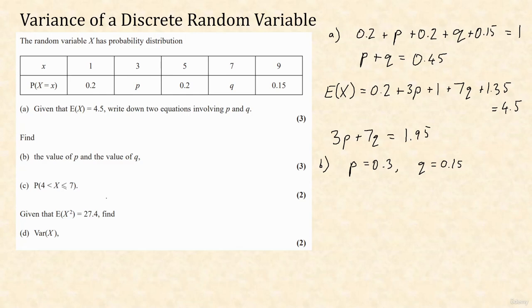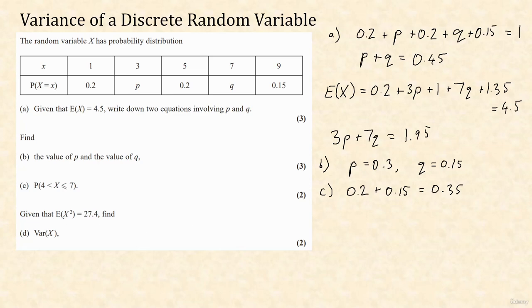Okay, what's the probability that x is greater than 4 but less than or equal to 7? Well, if it's greater than 4, it could be 5. And if less than or equal to 7, it could be 7. So 5 or 7. So that is simply 0.2 plus our value of q, which was 0.15. So that's 0.35.